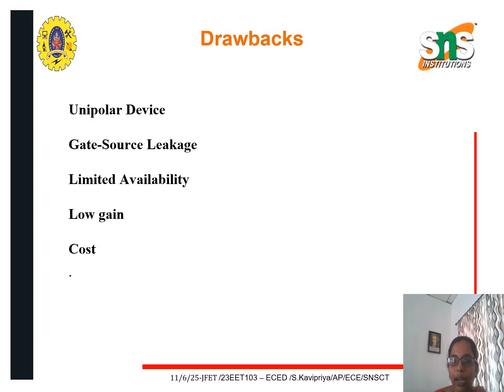And drawbacks are, it is a unipolar device. Current flow is due to the majority charge carriers. And there is a chance for leakage of current between the gate and source terminal. The availability of JFET is very low, hence finding the specific JFET based on the application is quite challenging. And the gain of this JFET is very low when compared to other transistors, hence it is not suitable for high gain application. It is expensive, hence it increases the overall cost of the electronic devices.